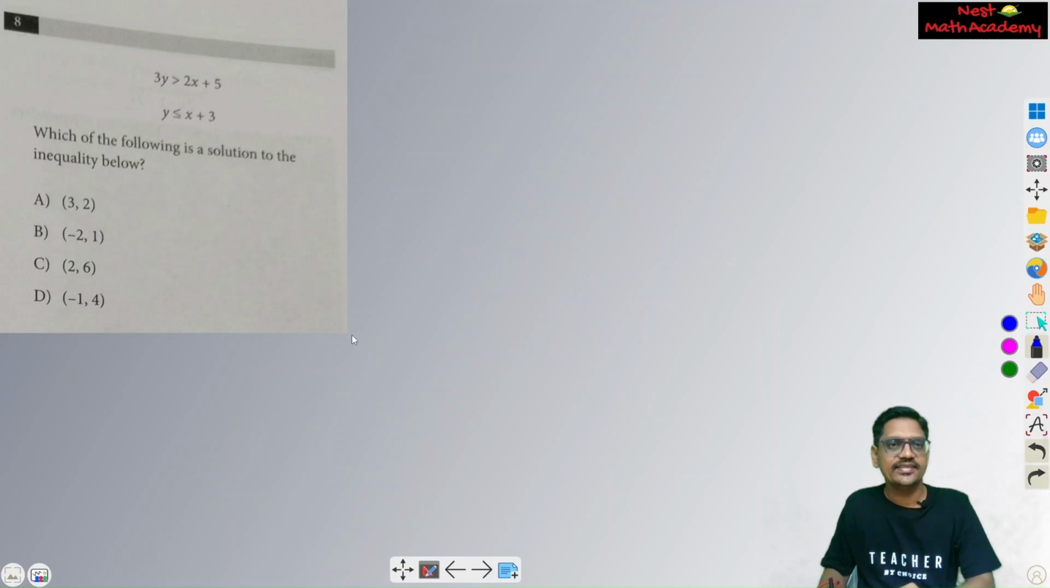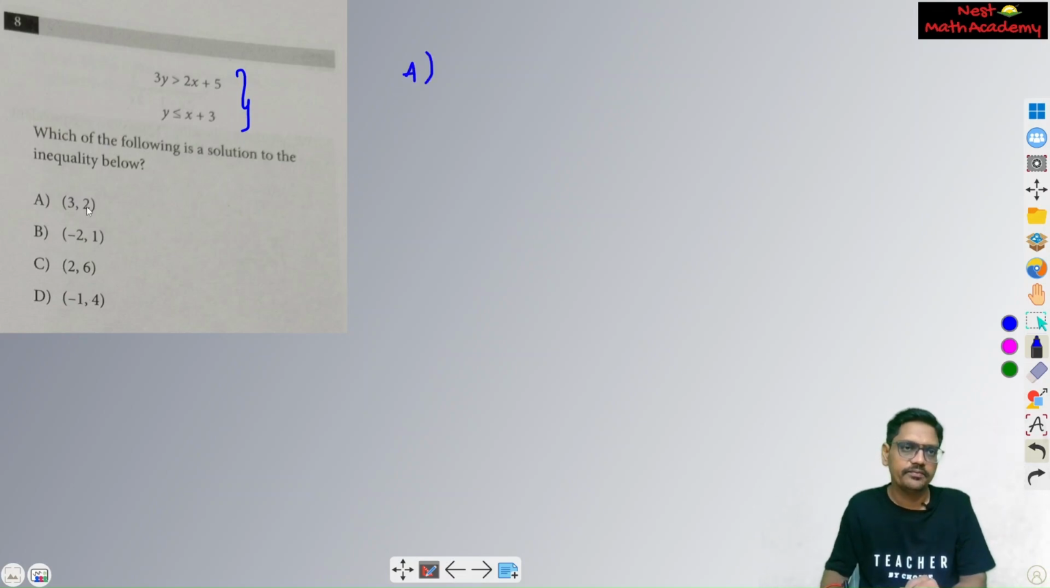Question number 8. Which of the following is a solution to the inequality below? Okay. So they have given a system of inequalities and they have given some points. They're saying which point satisfies the system, meaning it should satisfy both the inequalities. We just have to check one by one.